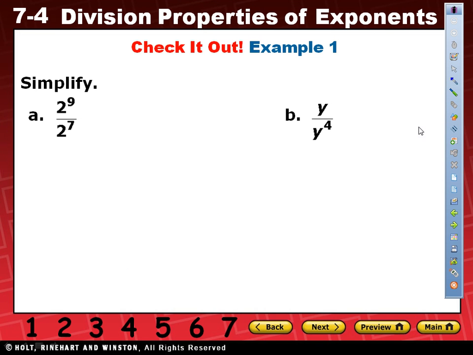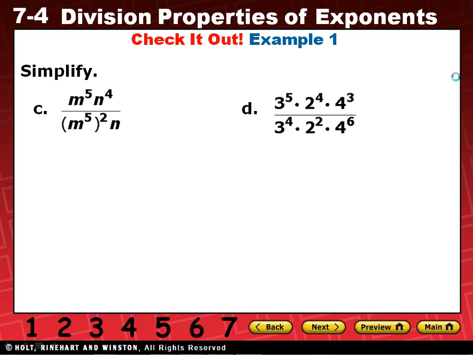Here he goes. Example 1C and 1D. Copy those, please.